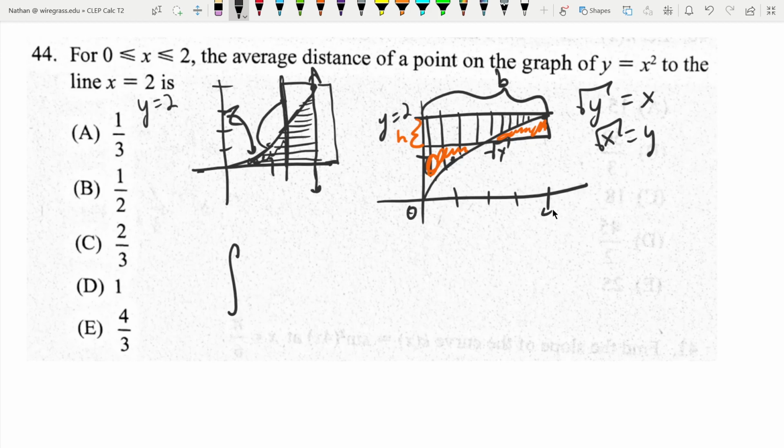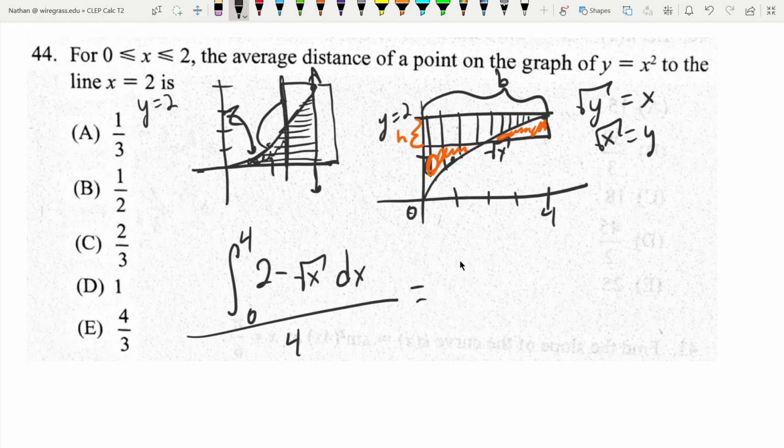Again, x is from 0 to 4 here. Well, the top portion is 2 minus the bottom portion, the square root of x, dx. This is going to be the entire area. And now all I need to do is divide this area by this base length here, and that base length is the same thing as this length here. It's from 0 to 4, so it's 4 units across.